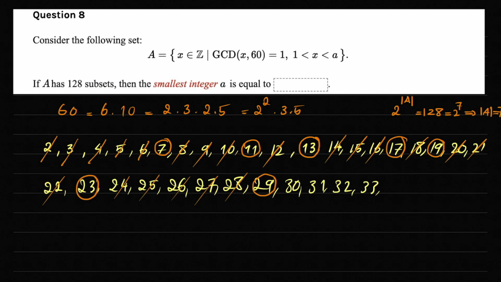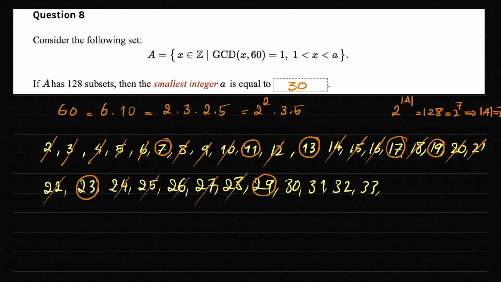Okay, so 1, 2, 3, 4, 5, 6, 7. So I got my 7 elements of the set A. But if you write 29 here, that's not correct because you see this is not including A itself. So the smallest integer A is 30. So what you have to write here is 30.